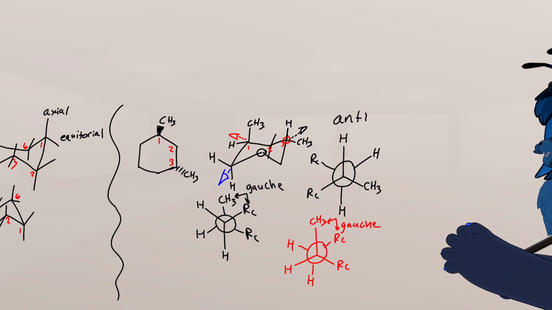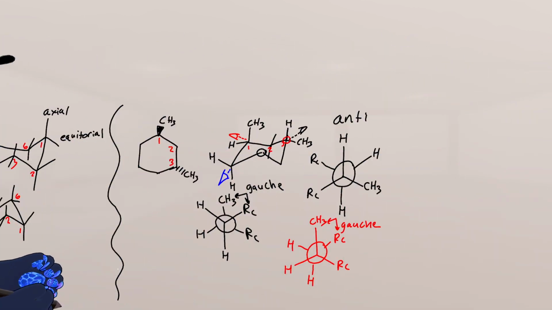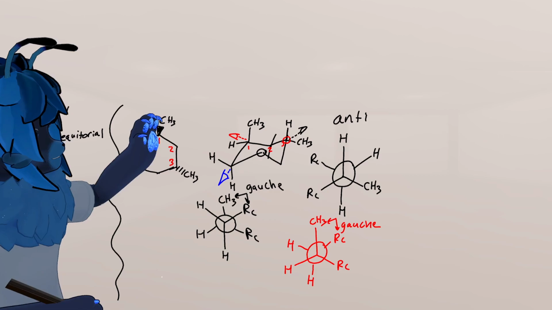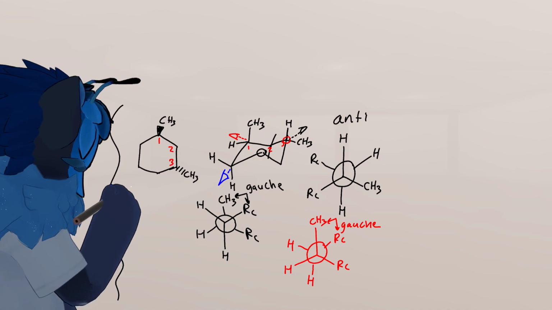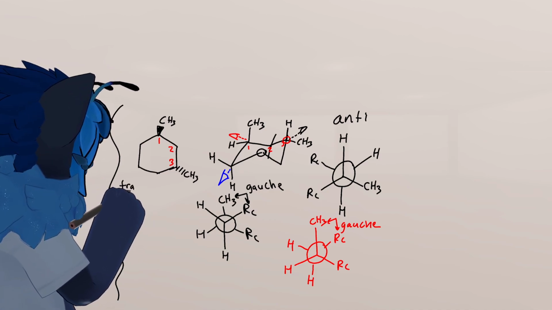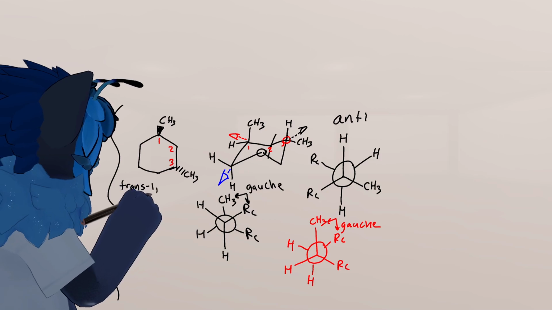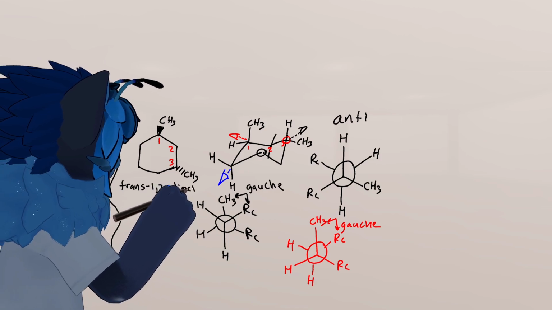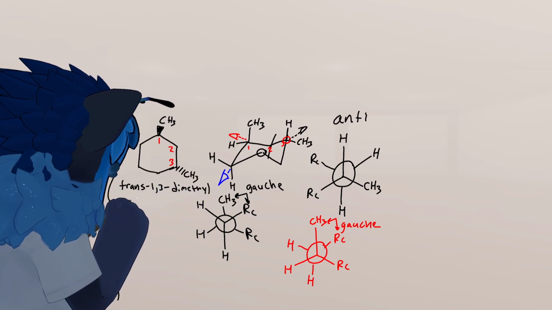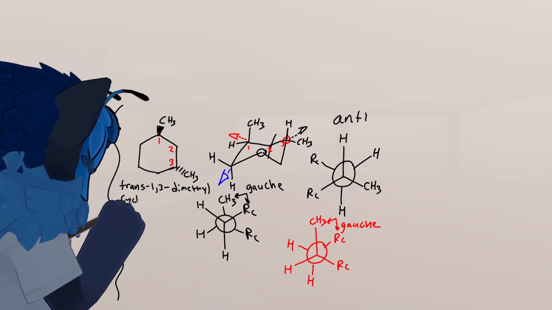And if you're wondering about naming, because these 2 methyl groups are pointing in different directions, this cyclohexane is going to be called trans 1,3 dimethylcyclohexane.